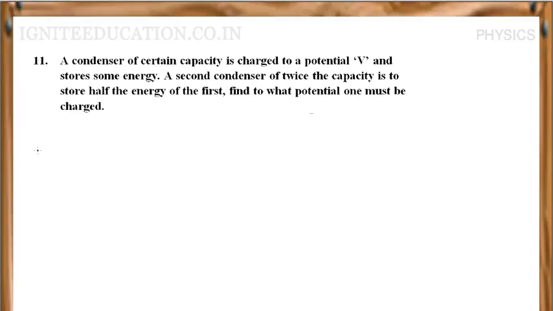See this problem. A condenser of certain capacity is charged to a potential V and stores some energy. A second condenser of twice the capacity stores half the energy of the first. Find to what potential it must be charged.